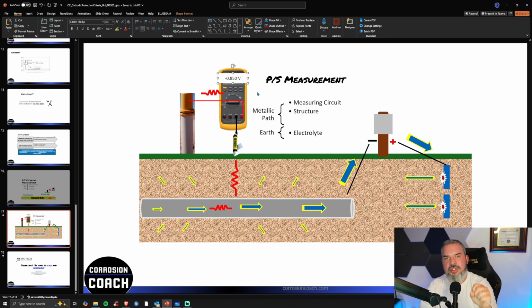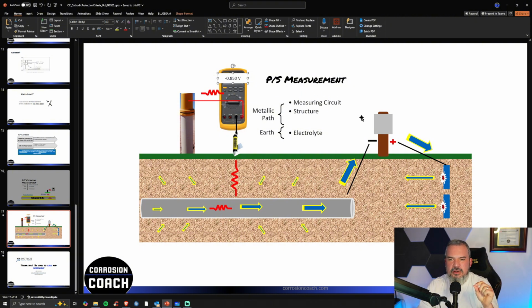And again, according to that standard, we're looking for that negative 0.85 volts or negative 850 millivolts. That means the same thing, okay? That's what we're looking for. Now, we've got to interpret that a little bit because we have metallic path error that we're dealing with. We've got earth error that we're dealing with. So we've got to think about that a little bit.